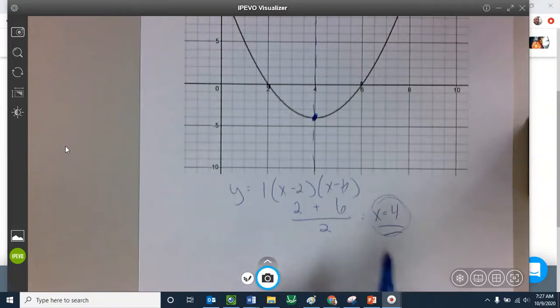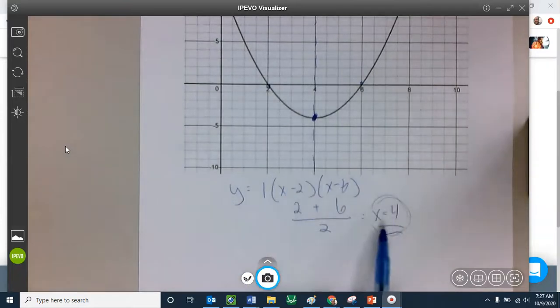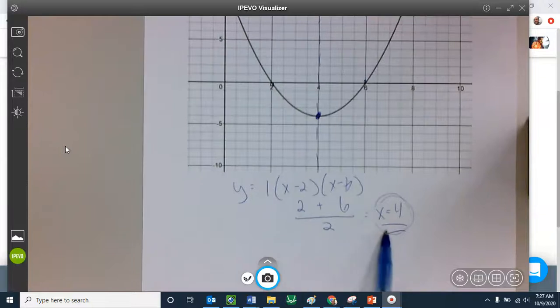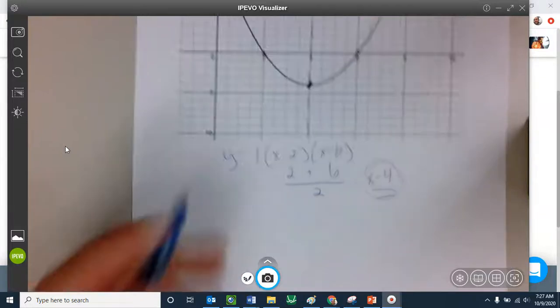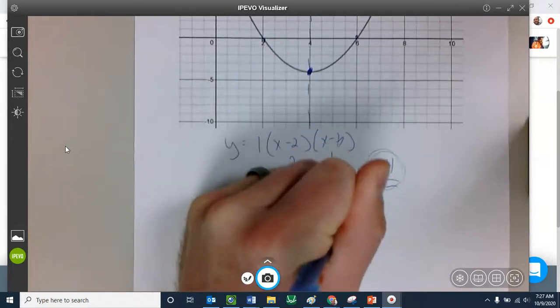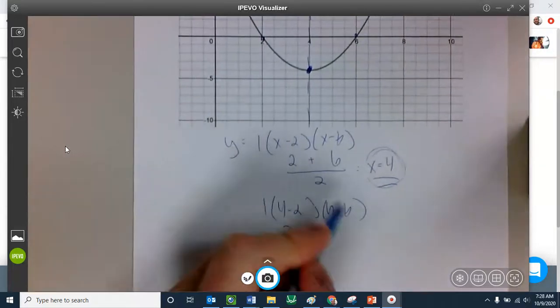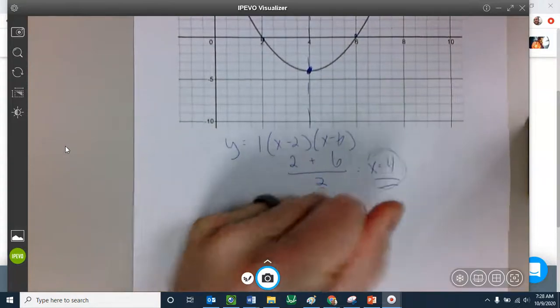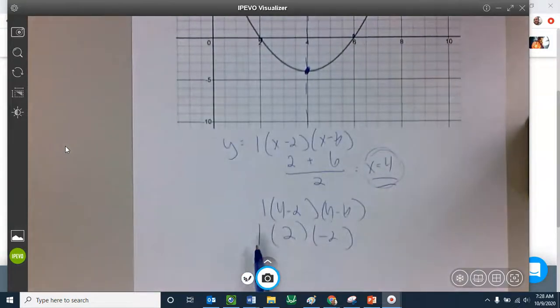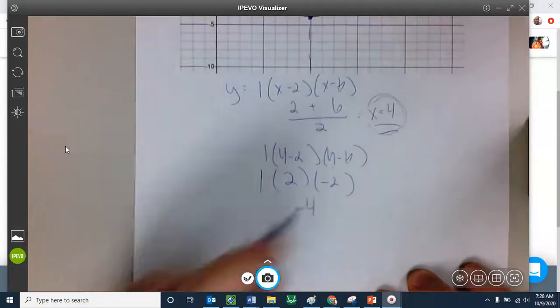Well, for any function in the world, if you know the x value, how do you get a y value? Answer, you just plug it in. So we're going to take the axis of symmetry that we found using our little halfway point here, and we're going to go back and we're going to plug it in for x. So I'm going to take the x's out. I'm going to put 4's in their place, and I'll get 4 minus 2, 2. 4 minus 6, -2. And then I multiply the three numbers. 1 times 2 times -2, -4. That was my y value.